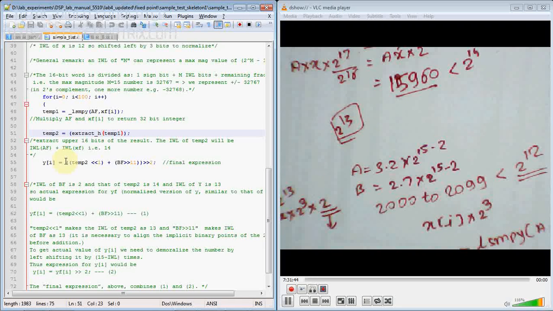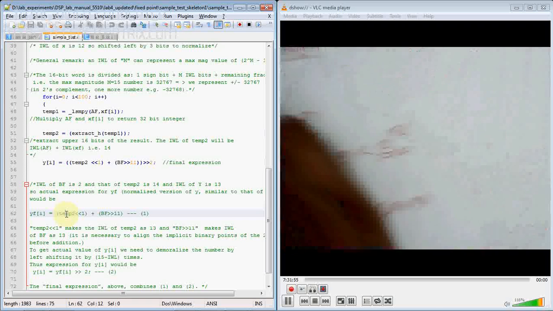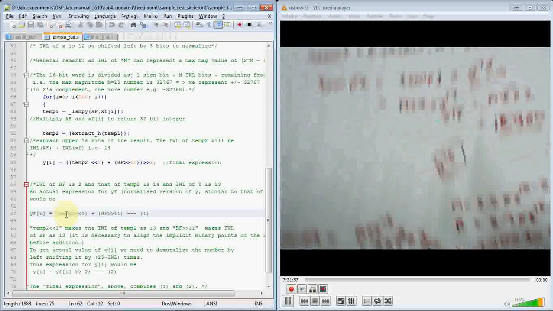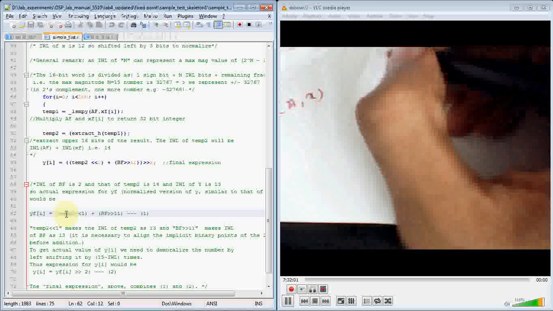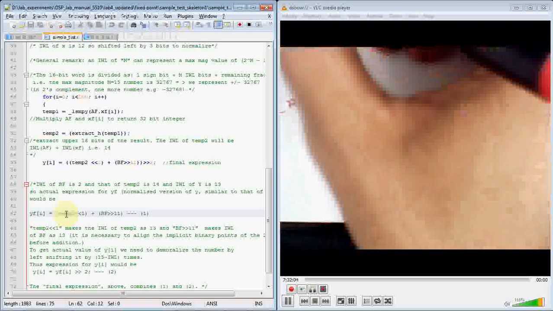Now we are interested in calculating y, which is less than 2 power 13 in any case. I have calculated using a calculator, and we are pretty sure that it won't go above 2 power 13. So instead of directly moving to this step, first I will try to explain this stage, which is commented in the code provided to you.